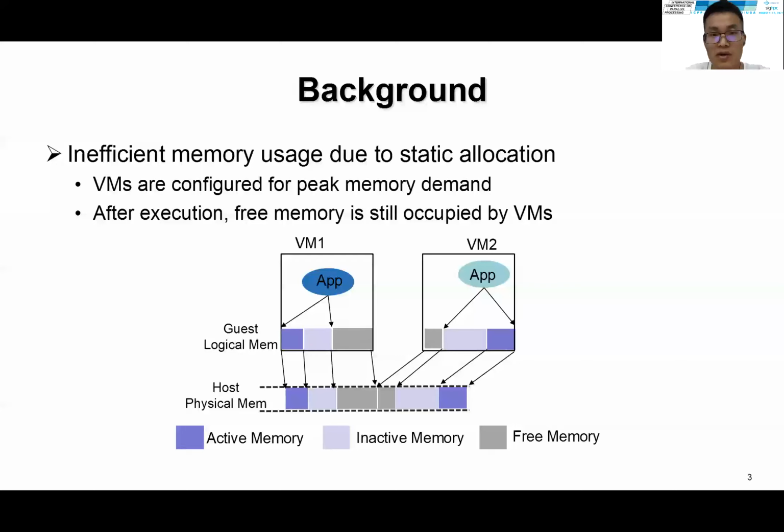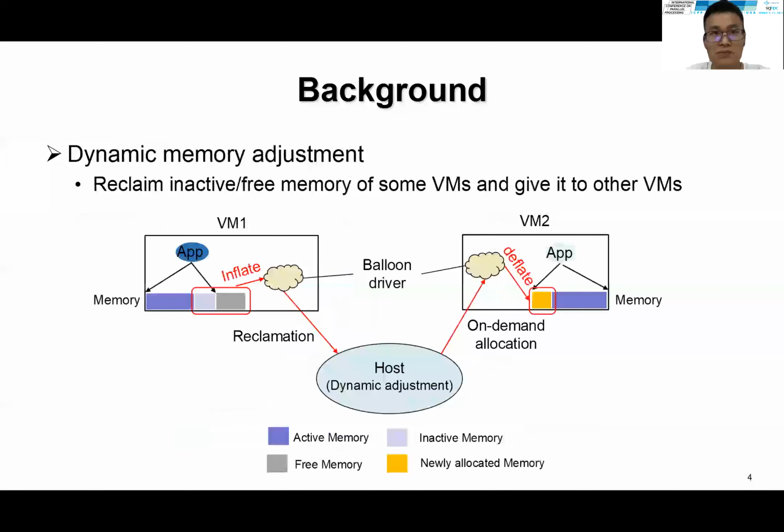Dynamic memory adjustment is one of the most representative techniques. In short, dynamic memory adjustment adjusts the memory usage of the host by reclaiming the free memory or inactive memory in some VMs and allocating it to other VMs. It's commonly implemented based on the balloon driver, which provides inflate and deflate operations to support memory adjustment. It's already integrated in mainstream kernels.